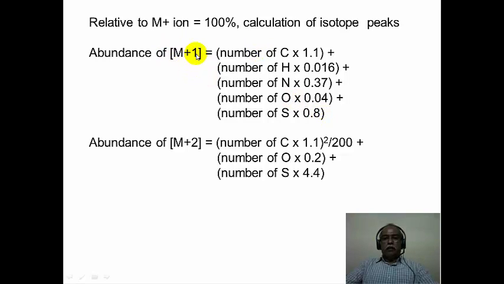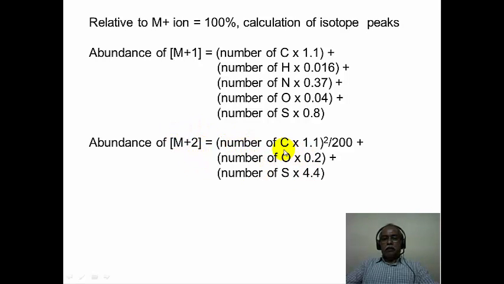To contribute to M+1, if there are n number of carbons in this molecule, then the number of carbons times 1.1, where 1.1 is the carbon-13 abundance, is going to contribute to M+1. Or it is the number of hydrogens times 0.016, which is the deuterium isotope abundance, that will also contribute to M+1. So essentially you can see the contributors corresponding to M+1 and the contributors corresponding to M+2.